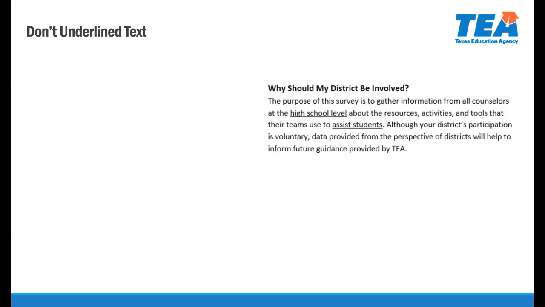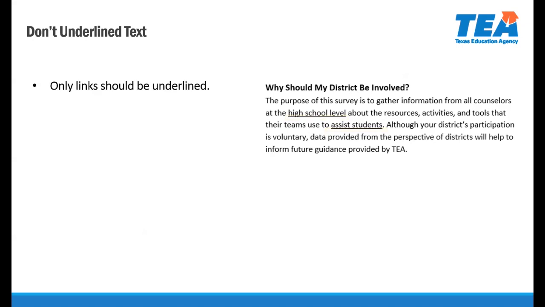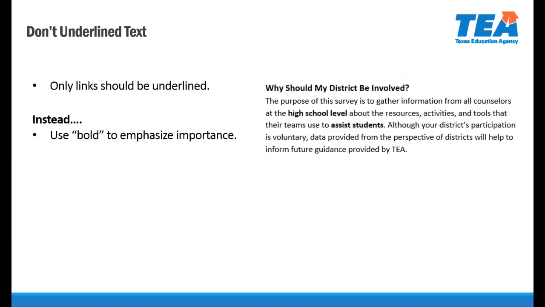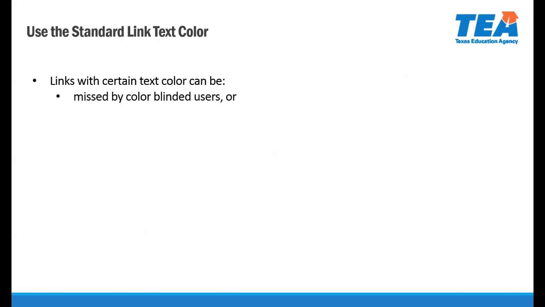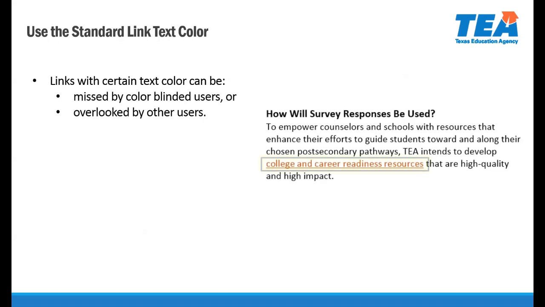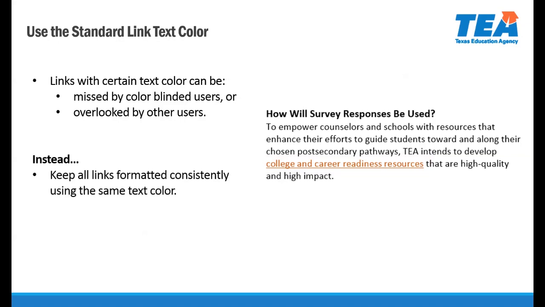Don't underline text. Only links should be underlined. Instead, use bold to emphasize importance if needed. Use the standard color of text for links. Links in certain text colors can be missed by colorblind users or overlooked by many other users. Instead, keep all the links formatted consistently and use the standard blue text for links. This is recognized by many users and meets color accessibility standards.